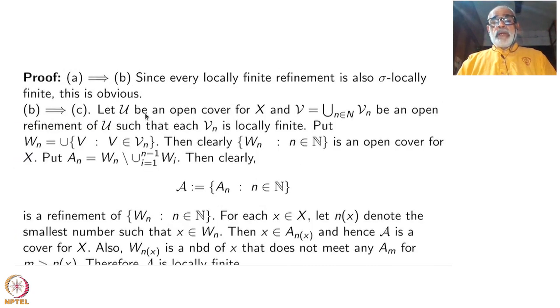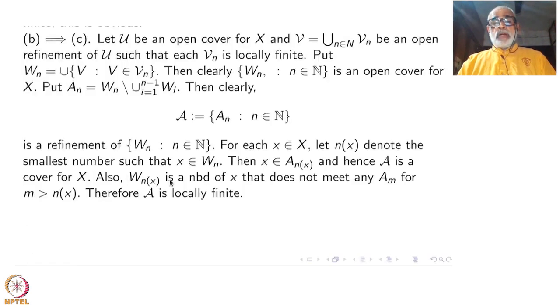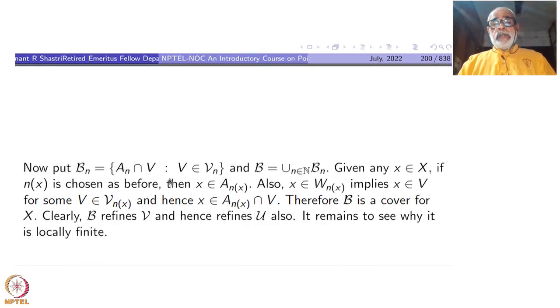Okay, so we have got a locally finite cover, all right, but this is not a refinement of U. I want to get a refinement of U, right? These are somewhat larger. So here is what you have to do. Put Bn equal to An intersect V, where V belongs to curly Vn.